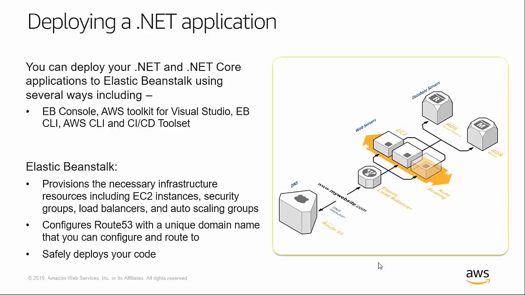Once you deploy that, Elastic Beanstalk provisions all the necessary infrastructure resources, including the EC2 instances, the security groups, load balancers, and the auto-scaling groups. It also allows you to configure Route 53 with a domain name and then set up your own CNAME mapping to that Elastic Beanstalk domain. This process really is built to allow you to safely deploy your code within Elastic Beanstalk.